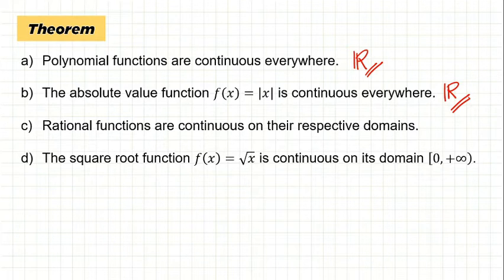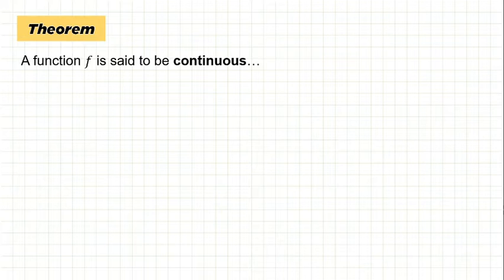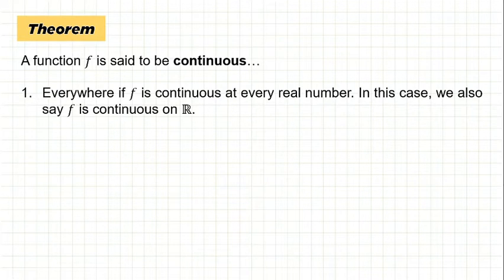Okay. Now, another theorem that you will need to easily determine whether a function is continuous or not on an interval, we will have this one. A function is said to be continuous everywhere if f is continuous at every real number. So, kada kuha mo ng real number, dapat continuous yung ating function. If that's the case, it is continuous everywhere, like our polynomial function. So in this case, we also say that f is continuous on the set of real numbers.